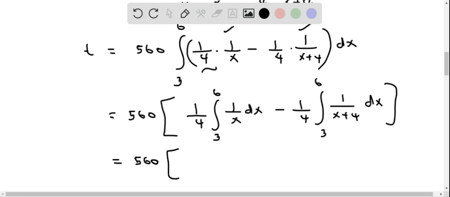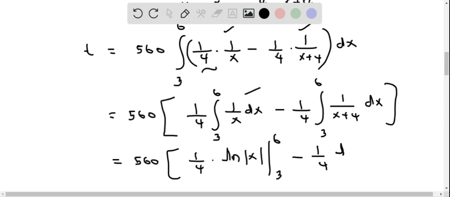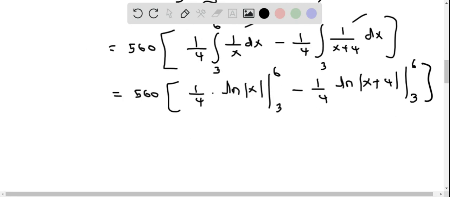So we have 560 times this 1/4. The definite integral of 1 over x is the natural logarithm of x, and this must be evaluated from 3 to 6. And then we have a natural logarithm. The integral of 1 over x plus 4 is the natural logarithm of x plus 4, and this must also be evaluated from 3 to 6. Now observe that we have 1/4 common in these two expressions, which means we can factor it out. So therefore, we will have 560 times 1/4.